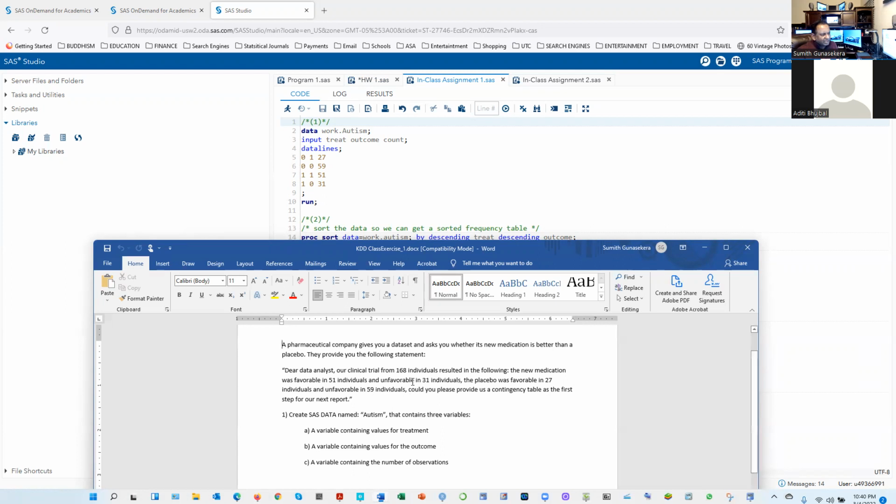And 31 individuals unfavorable. You give the medication but it's unfavorable. The other one, placebo, favorable in 27. Placebo, but favorable. Now placebo, 29 individuals are going to be unfavorable, like that.